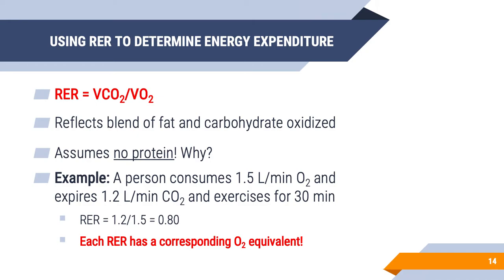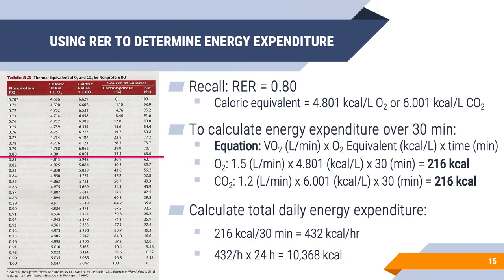Remember, each RER has a corresponding oxygen equivalent that will dictate our percentage of carbohydrate and fat being utilized at this exercise intensity. So if we go to our chart here, what we see is that our RER is 0.8. We can go to this non-protein RQ to find 0.8, and the caloric equivalent is 4.801 kcals per liter of oxygen, or 6.001 kcals per liter of CO2.